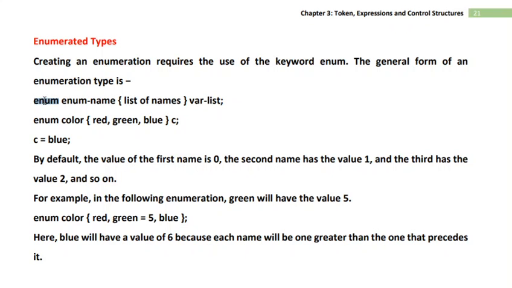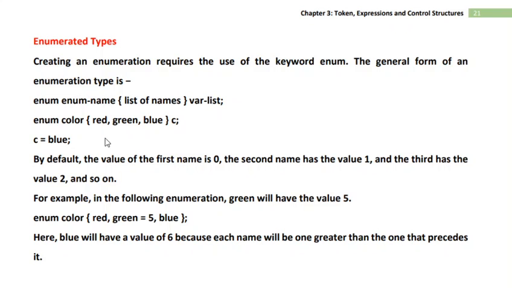The enumeration declaration is done with the enum keyword, the enumeration name, the list of values that the variables of the enumeration type may take, and the variable list. Now this can be declared elsewhere as well. Here the enumeration color can be either red, green, or blue, and variable C can take any value among red, green, and blue. Here C is initialized with blue.